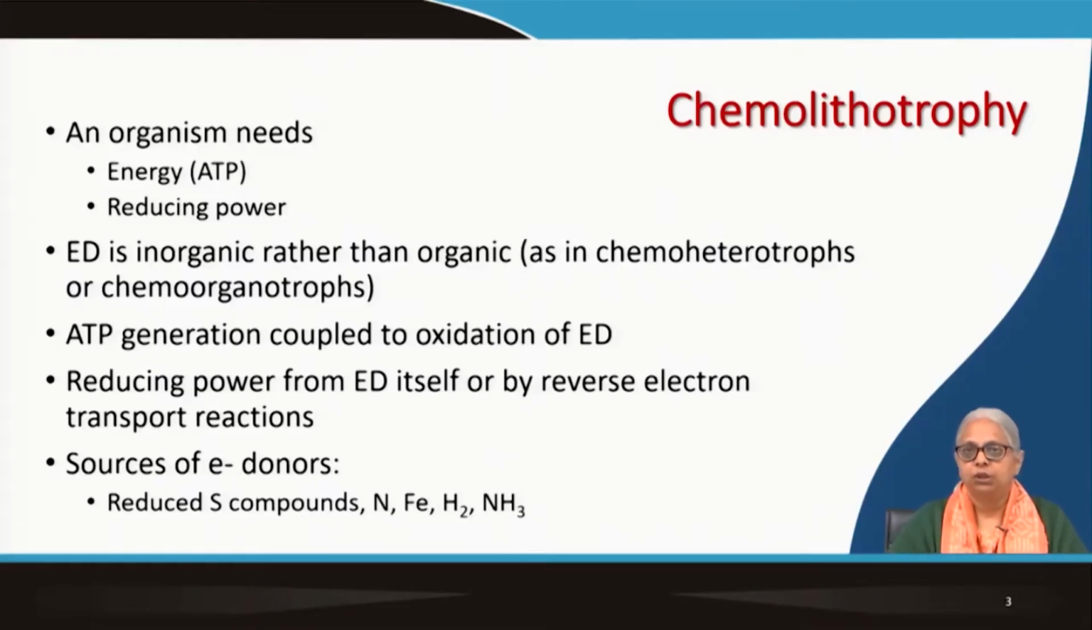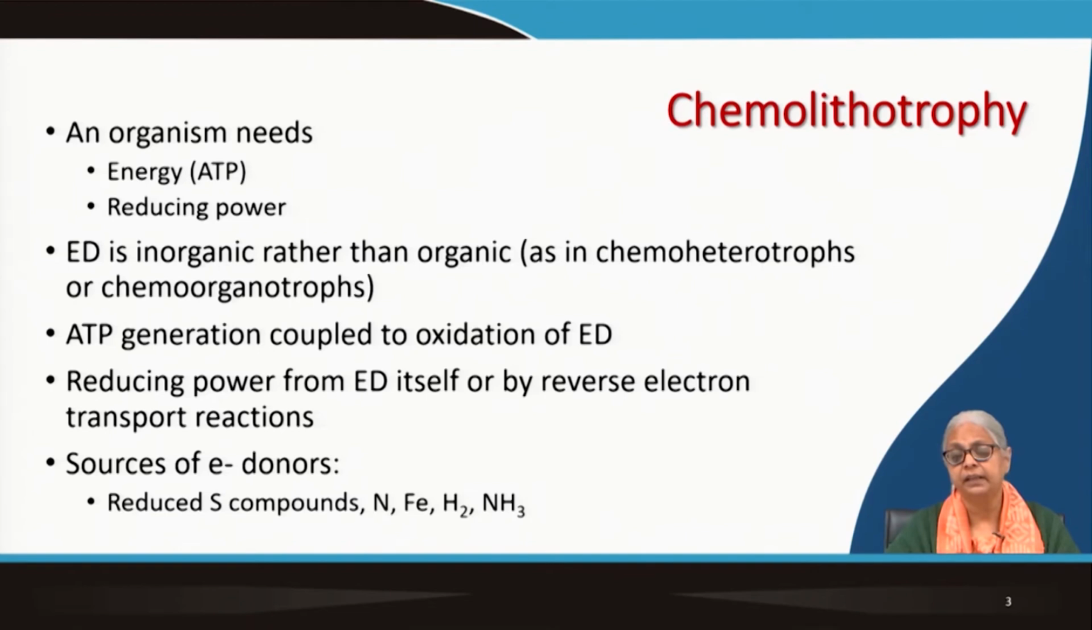So what is chemolithotrophy? Any organism needs two things. It needs ATP, which is the chemical energy, and it needs reducing power. This has to be obtained by coupling certain oxidation reactions with other reduction reactions. The coupling of the electron donors and electron acceptors is how the organism derives its energy as well as reducing power. ED stands for electron donor.